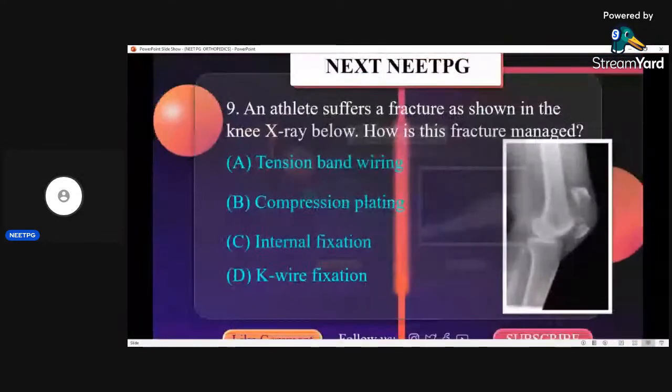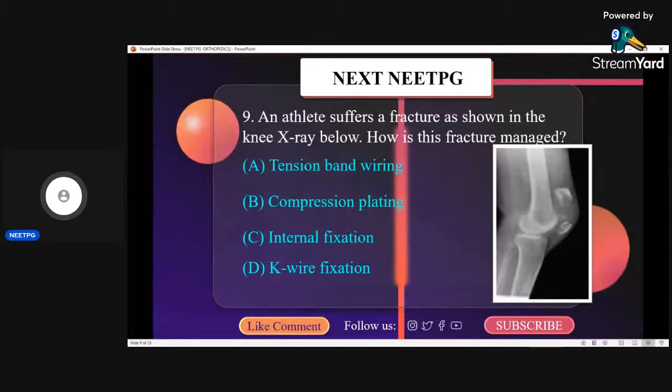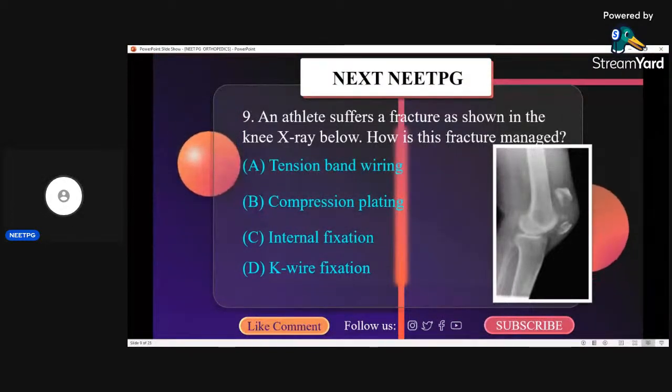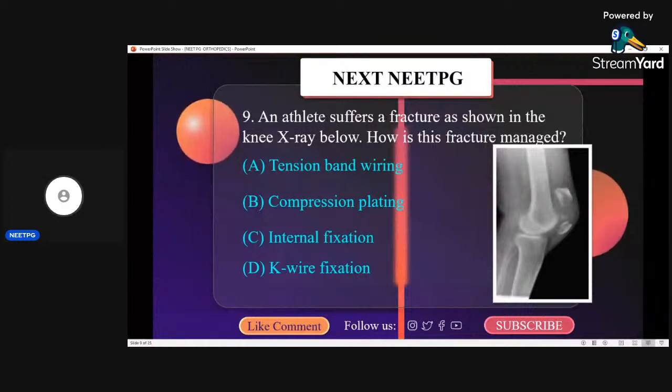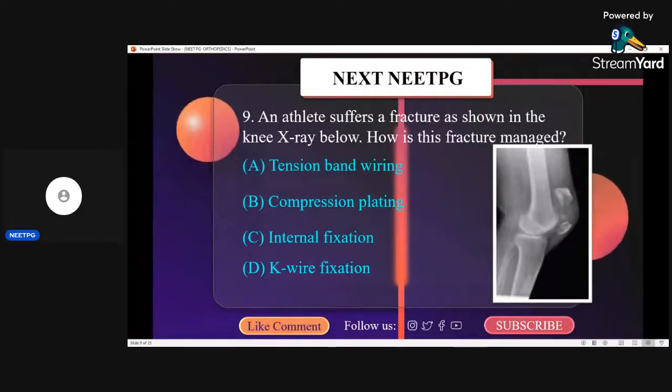An athlete suffers a fracture as shown in the knee X-ray below. How is the fracture managed? It is managed by tension band wiring. Why tension band wiring? Can anybody comment in the comment box? What type of fracture is this and why tension band wiring? Please comment in the chat box. An athlete suffers a fracture as shown below. How is the fracture managed? The correct option here is tension band wiring.